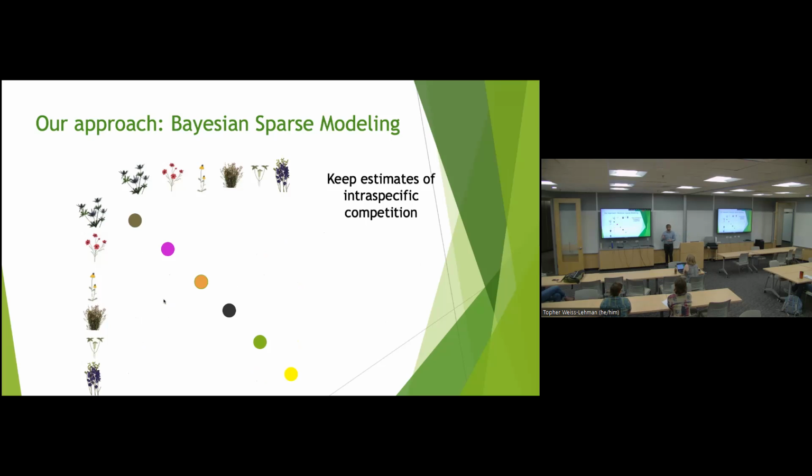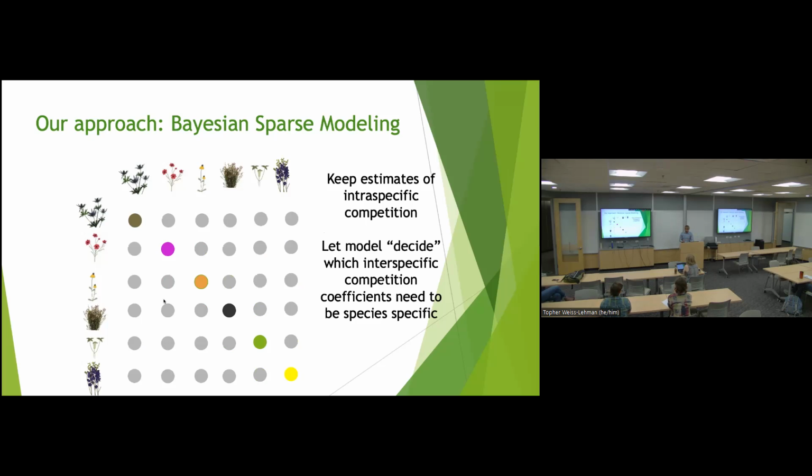Essentially how it worked is that we still kept all these intraspecific terms in the models to make sure we always estimate those, as an acknowledgement that, as I was saying, these are quite important from a theoretical context to be able to assess community stability and things like that. And then we allow these terms to be generic and let the model decide which of these interspecific competition coefficients need to be estimated as distinct from this generic background term.